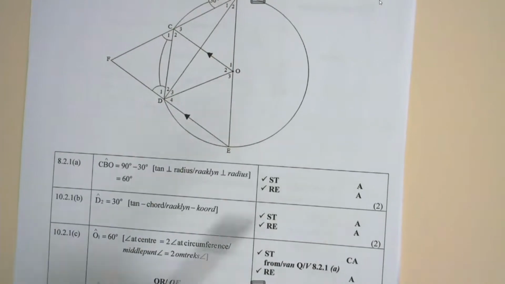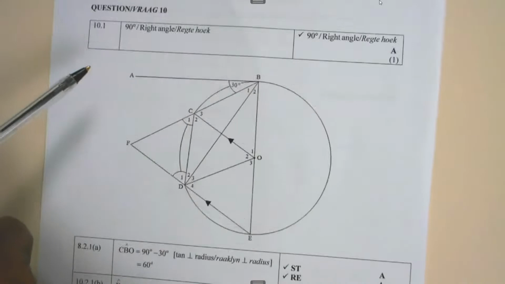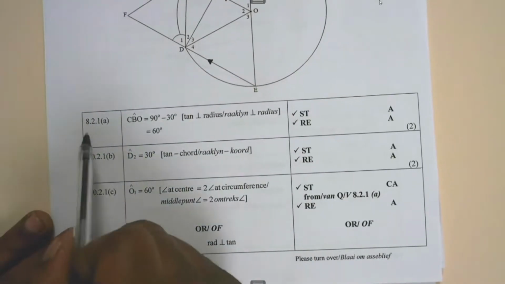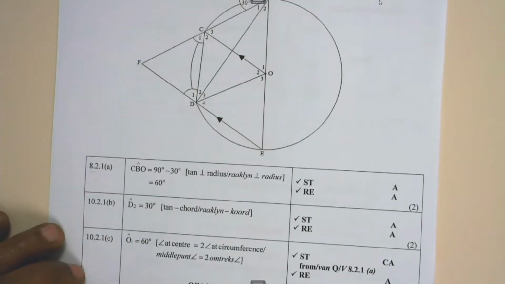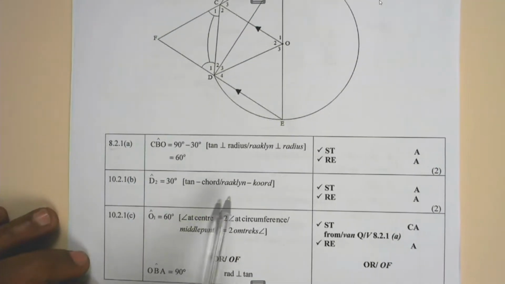And then coming to this one, 8.2.1. I think numbering here is not correct, colleagues. It has to be 10.2.1 because here is 10.1. So I think it's a mistake here. It has to be 10.2.1. CBO will be 60 degrees. The reason being tangent perpendicular to the radius. And then if you look at 10.2.1b, angle D2 will be 30, tan chord.